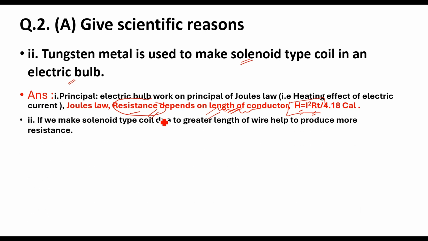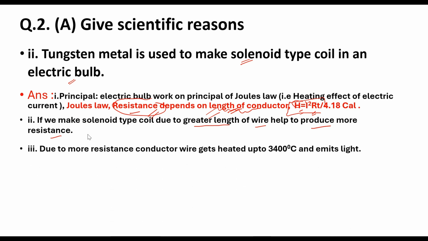The second point: we have to make the solenoid coil. As I told you, this is my point number 2, because we know the greater the length of the wire, the more resistance it produces, and only if you are able to produce more resistance will you get more heat. And how can the resistance be increased in a small space? By making a coil, and that's why we make a coil there. So that is point number 2.